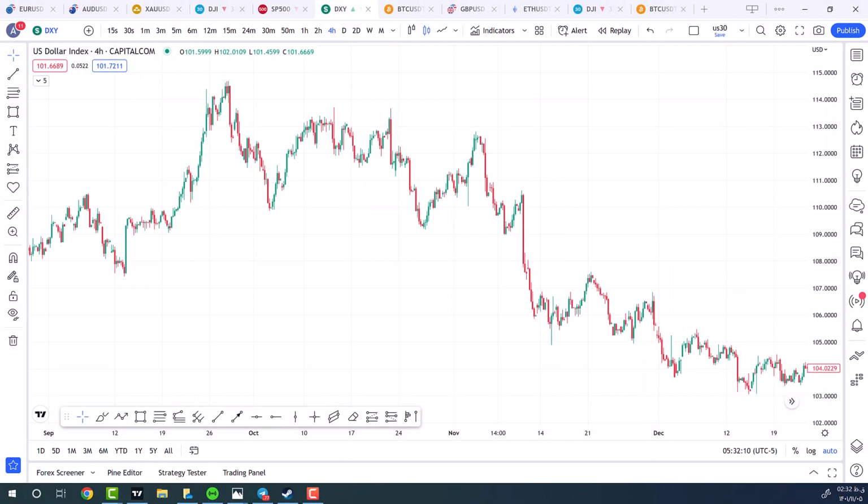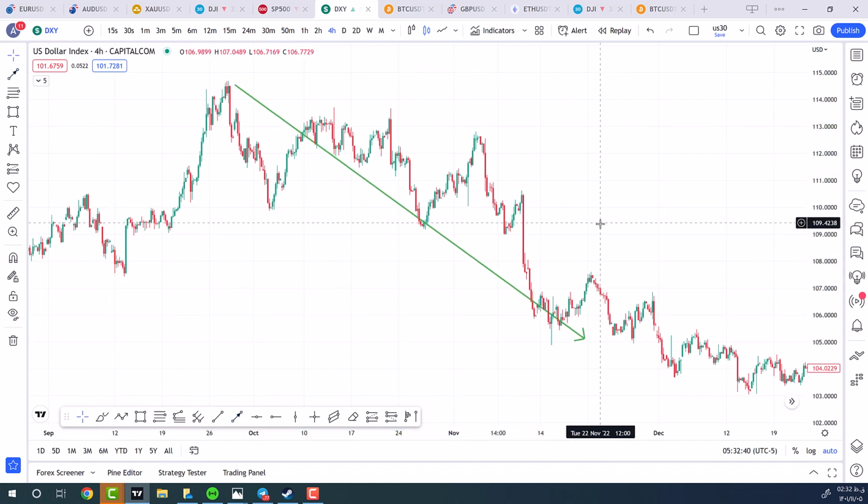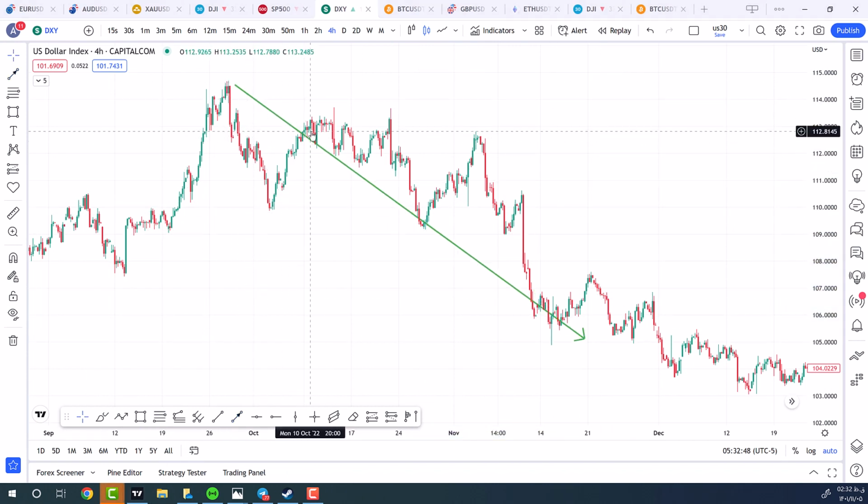So now we should use our structure and break of structures for identifying the order flow and direction of the market. What is the order flow? The order flow is the direction in which the market is moving. It goes down, it comes up, fills more orders, it goes down, it comes up, fills more orders, it goes down, it comes up, fills more orders, and it continues its movement.